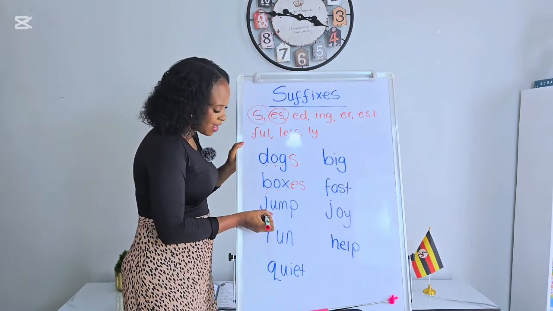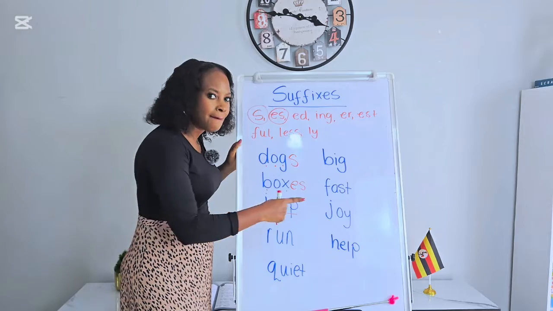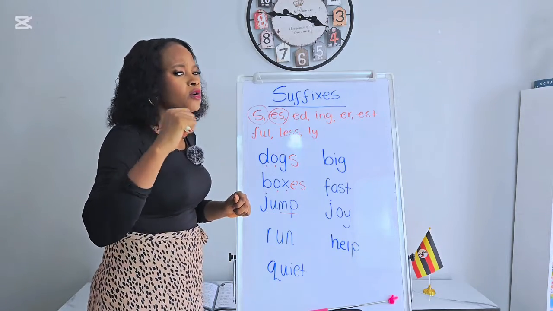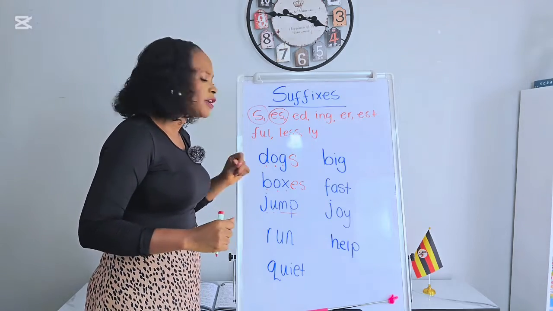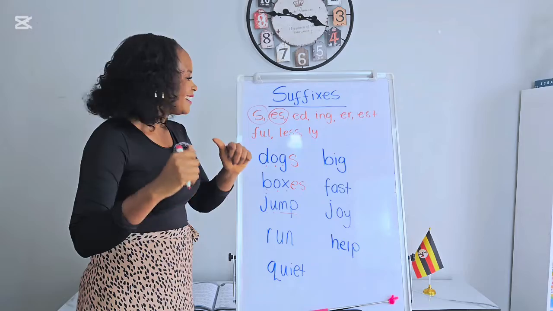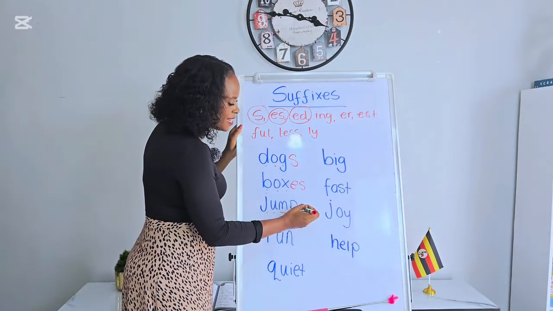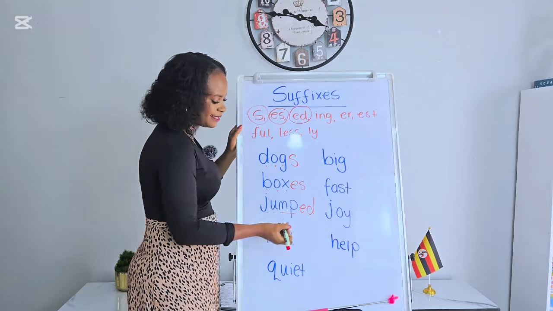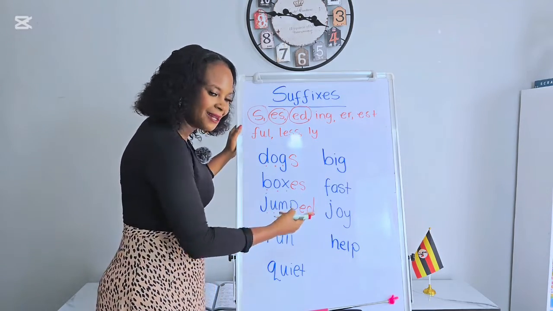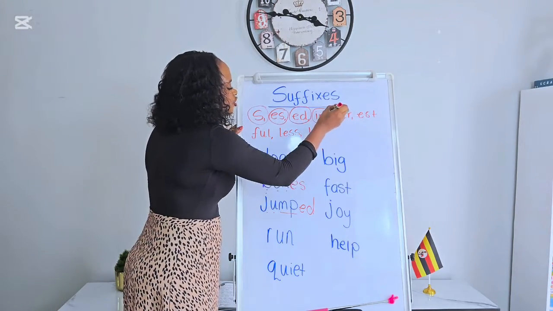Let's read this word. J-U-M-P. Shout it out. Jump. If I want to write that Tom was jumping yesterday, how am I going to write that word? Which suffix am I going to use? Great. I am going to use suffix ED to write the word jump in past tense. And the new word will be jumped. Excellent.